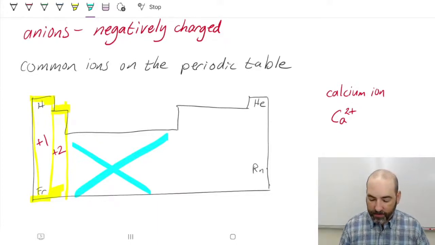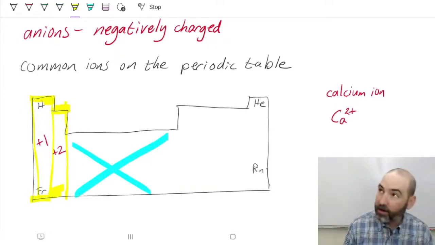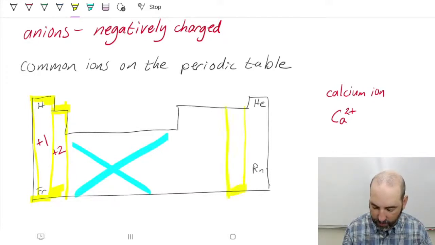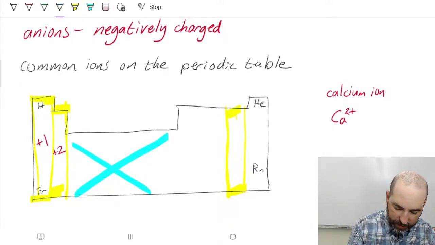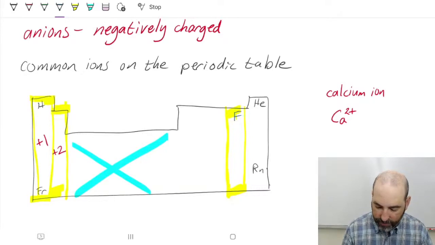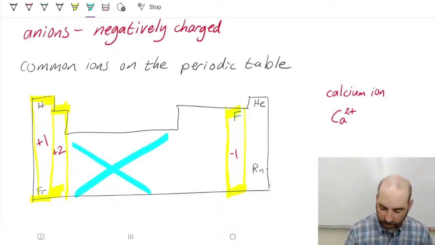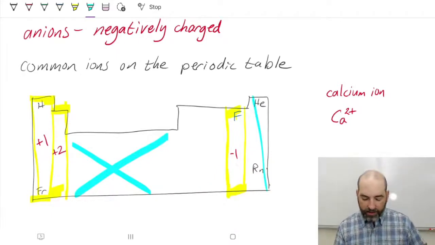And then some of these nonmetals over here also don't have predictable charges. But when we get over to the very last column here, the one that has fluorine at the top, those are all -1. We're going to ignore the noble gases for now because they don't generally make ions. So that's going to be our -1.